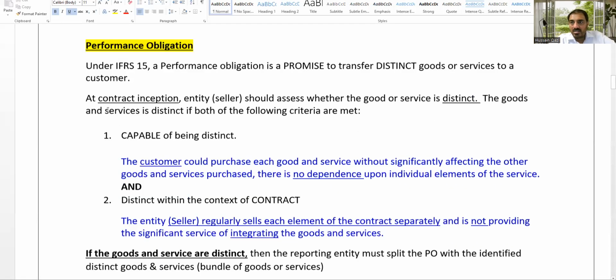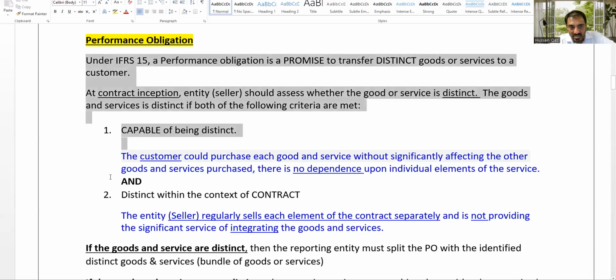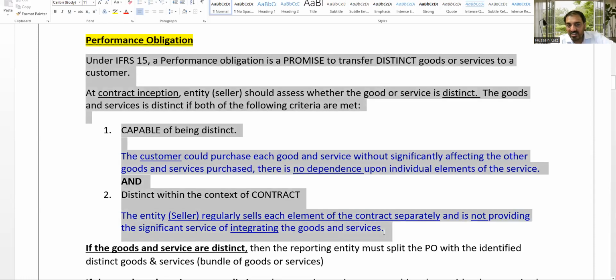Number 1, performance obligation. Under IFRS 15, the performance obligation is a promise to transfer distinct goods and services to the customer. Very simple. And you will mention this, the basics of IFRS 15, just the principle. First, you have to make a plan, then write the principle.